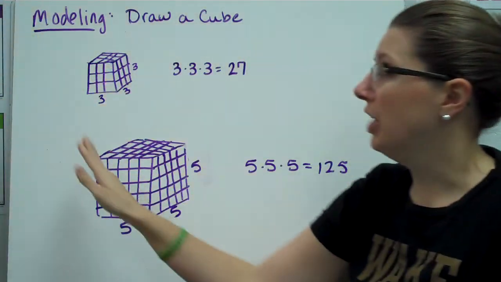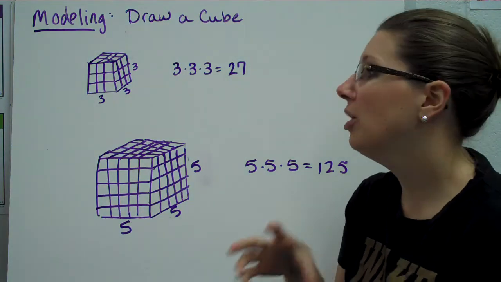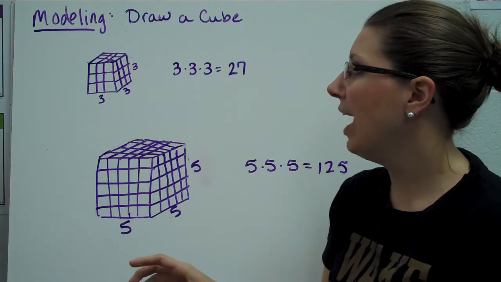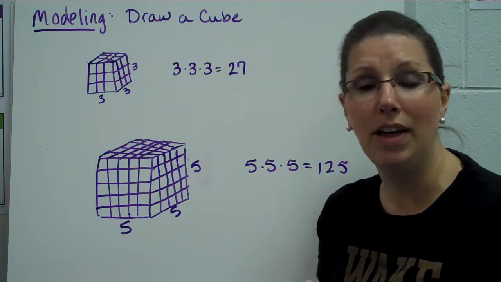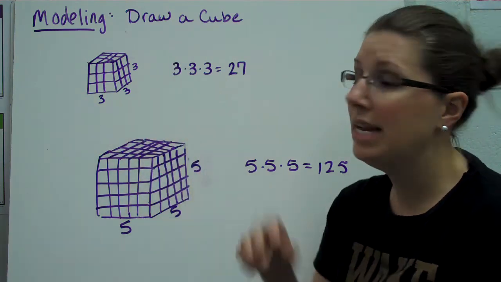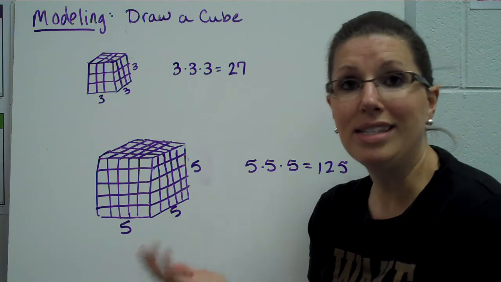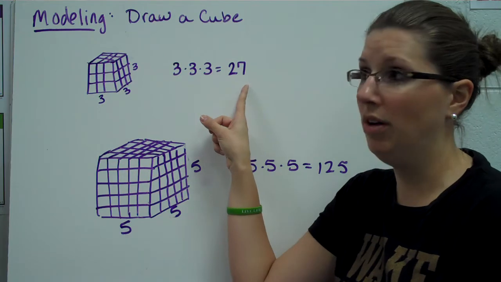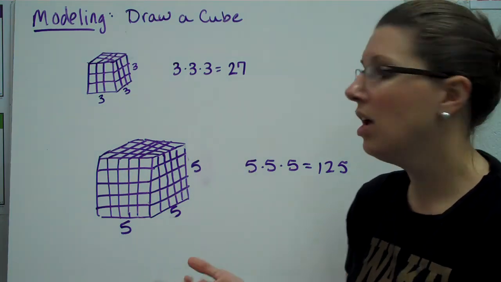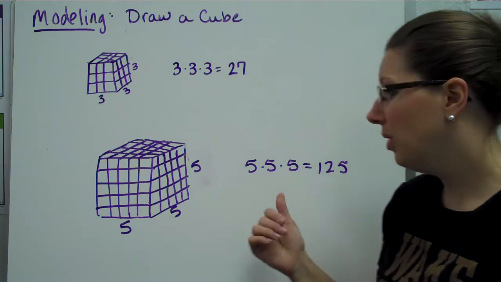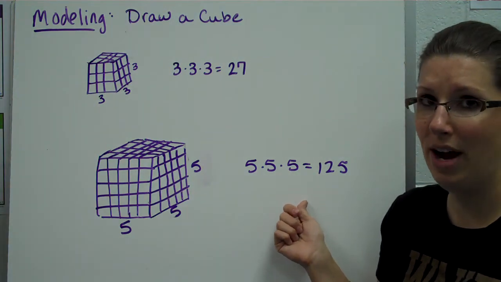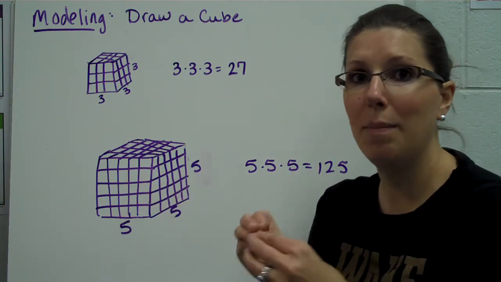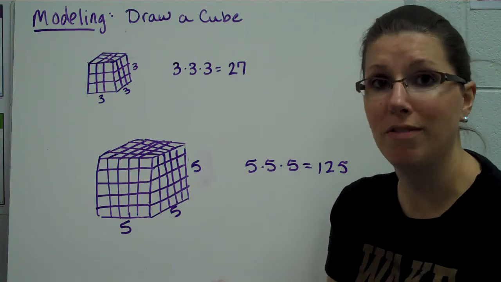If you want to envision a cube, and a cube is three-dimensional, it has 3 dimensions: length, width, and height. And if you calculated the volume of that cube, you would multiply each side length by itself 3 times. So in this case, 3 by 3 by 3, this cube would have a volume of 27 cubic units. Or this one here, 5 by 5 by 5, would have a volume of 125 cubic units. If we counted all the cubes that made up this shape, there would be 125 of them.